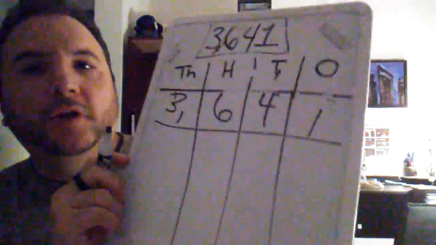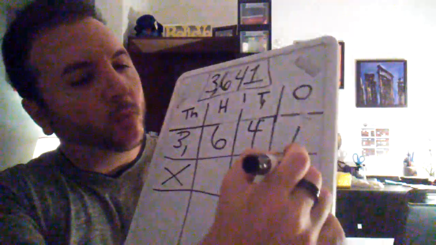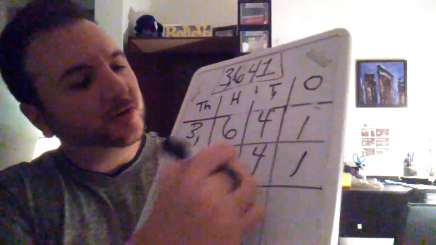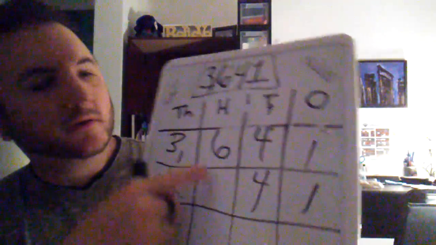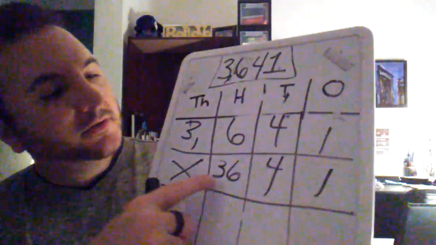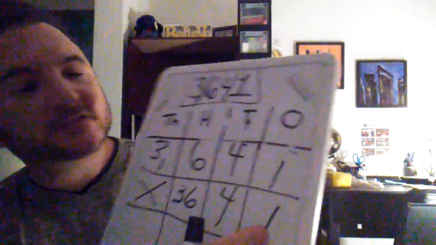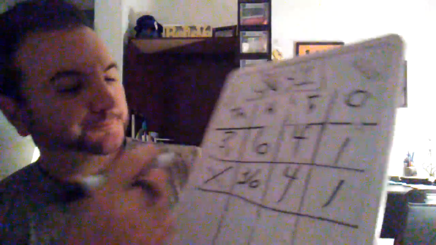Okay. What if I didn't have any thousands? What would I do? 1 stays there. 4 stays here. But what goes here now? Not just the 6, but the 3. I could use 3,600 squares, 4 10 sticks, and 1 1 block.